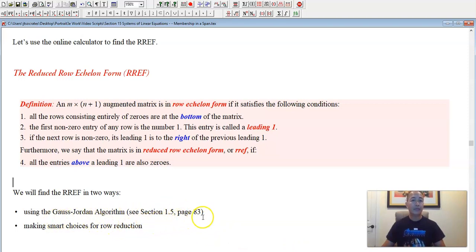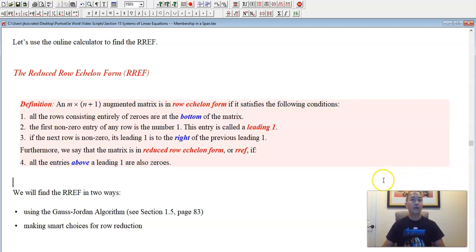You'll find it on page 83 in section 1.5 of the 4th edition. And we are also going to find it by making smart choices when we perform row reduction. So to remind you first, what is the REF, or the reduced row echelon form of a matrix? How do we know that we have found it?